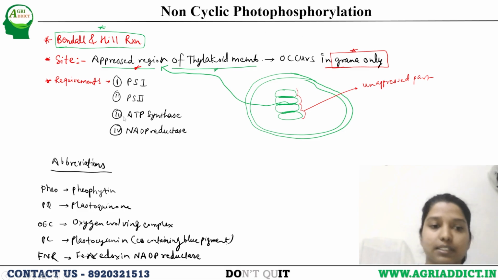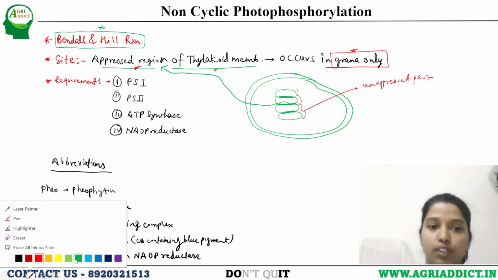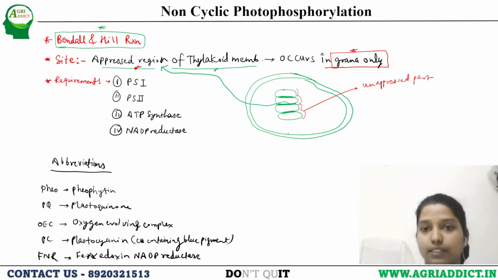Because in the previous lecture, where I taught you about the structure of the thylakoid, I also told you about the stroma lamellae. Stroma lamellae is the structure which connects one grana to another grana structure. So this non-cyclic process will not occur in the stroma lamellae. It will occur only in the granal thylakoid, in the appressed part.